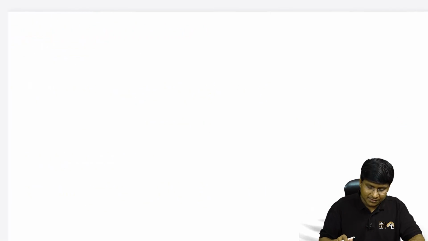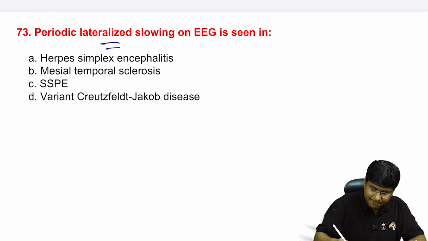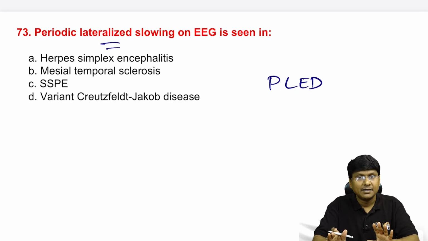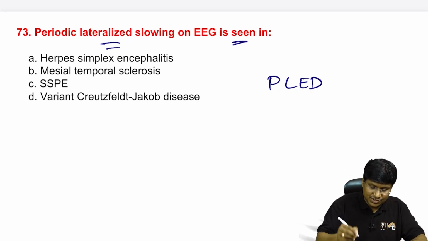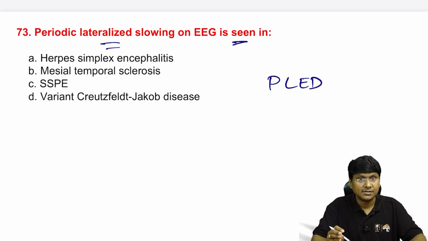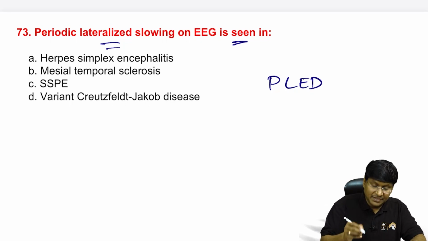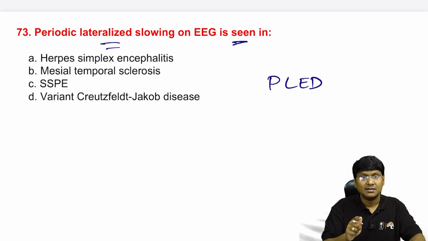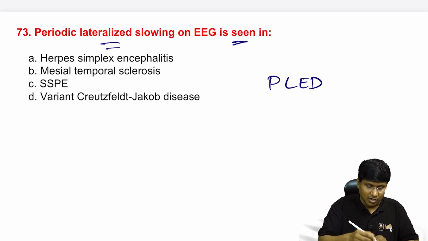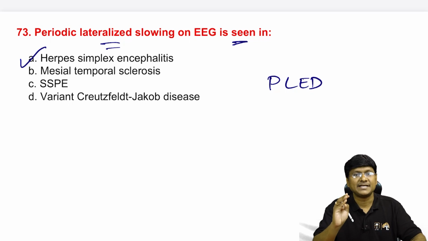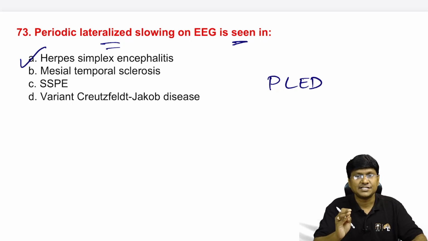Okay. One more question, that is PLED, that is periodic lateralized epileptiform discharge. So PLED showing on the EEG is seen in herpes simplex encephalitis, mesial temporal sclerosis, subacute sclerosing panencephalitis, variant Creutzfeldt-Jakob disease. So please remember, the presence of PLED is suggestive of herpes simplex encephalitis, right?